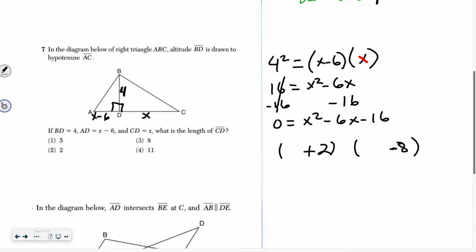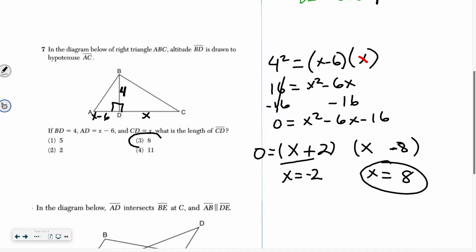In order to get x squared, I need an x and an x. This is, however, always equal to 0. Two things that are multiplying to equal 0, well, one of them has to be 0, or both of them have to be 0. In order to get 0 here, x needs to be negative 2 and x needs to be 8. So the one that works here is 8, because you cannot have a side length that measures negative 2, right? You cannot have a side length that measures negative 2.